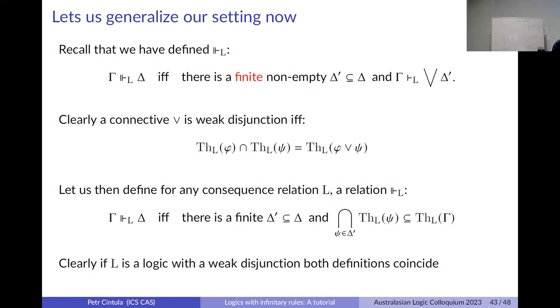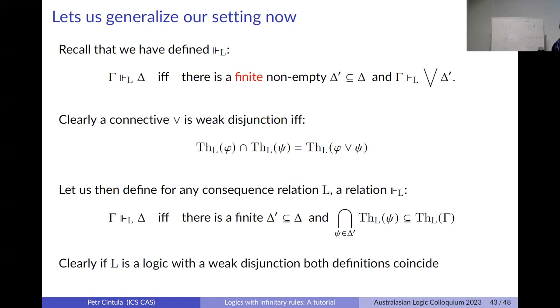So assume, and the trick is, this is the way we define it: we define this consequence, the symmetrized consequence, as saying that the disjunction is provable. But if we have weak disjunction, then the theory generated by the disjunction is the intersection of these two theories. Proving this means that the theory generated by that is a subset of the theory generated by that. But if the theory generated by that is the intersection of the theories of the individual elements, we can define it without disjunction this way: say there is a finite set such that if we intersect the theories generated by the finitely many things, it will be a subset of the theory generated by gamma. So this is a way which doesn't need disjunction.